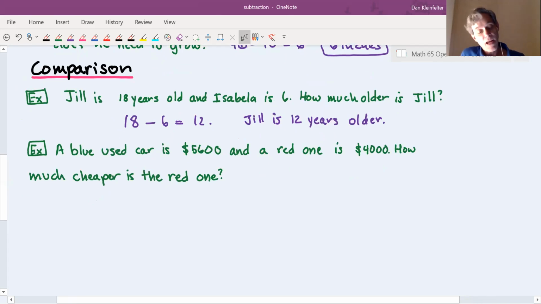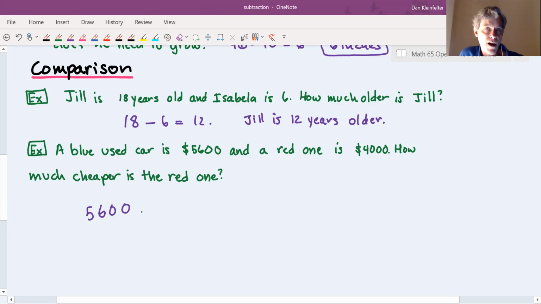Okay, next, a blue used car is $5,600 and a red one is $4,000. We want to know how much cheaper the red one is. So again, we're comparing prices this time. We're comparing a blue car and a red car, and we know one's cheaper. How much cheaper is it? So we're going to compare via subtraction.